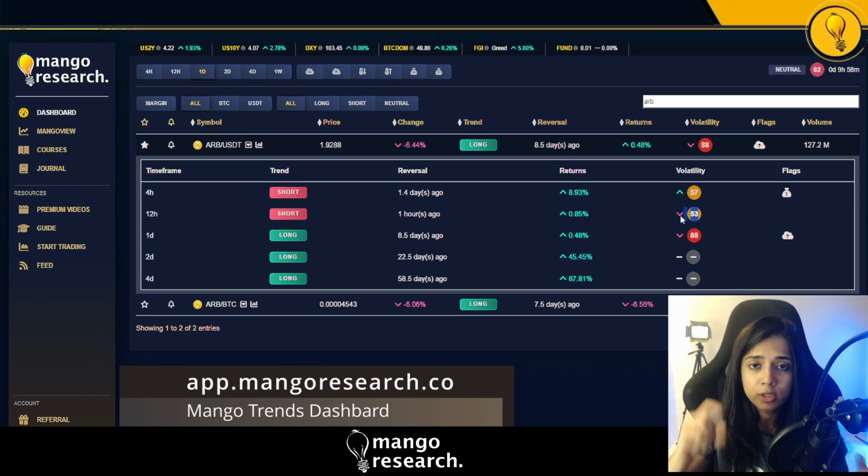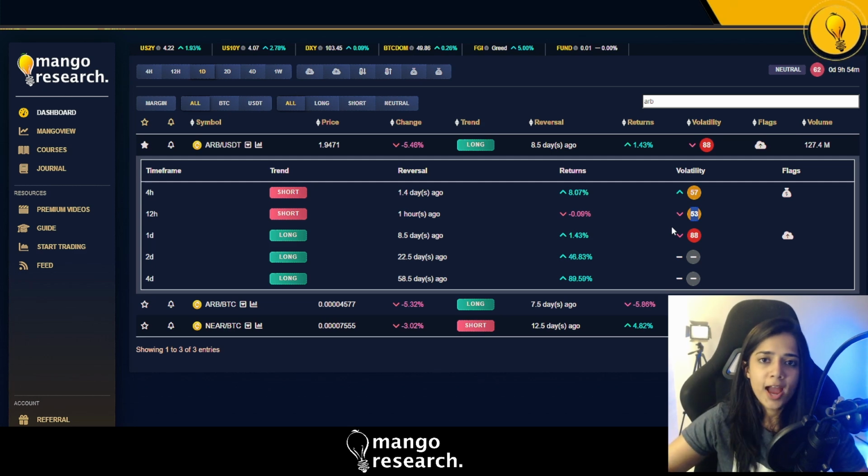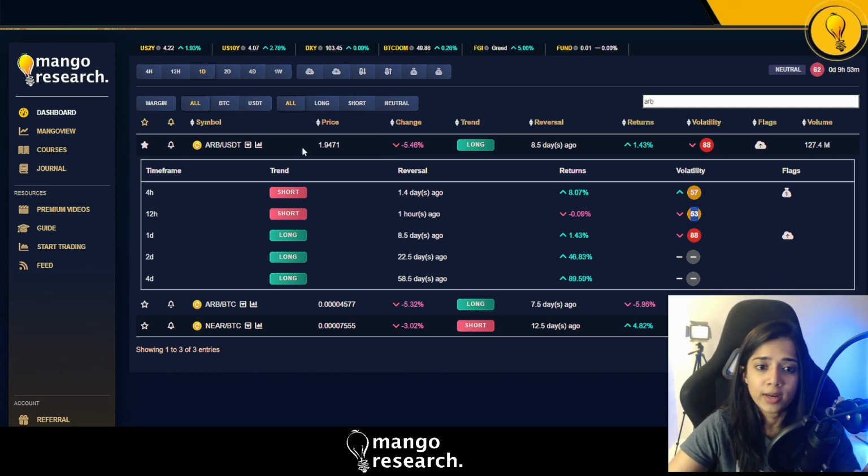Okay, if the bears want to step in more here, if they want to take this down even further, they can. They have the power to take it down even further. Alrighty, so I'm looking at this and I'm like, okay, they still have a bit more juice left in them. So now just by looking at the dashboard, I know that, hey, I can expect a better bid opportunity in Arbitrum than what price is hovering at right now, which is $1.94.